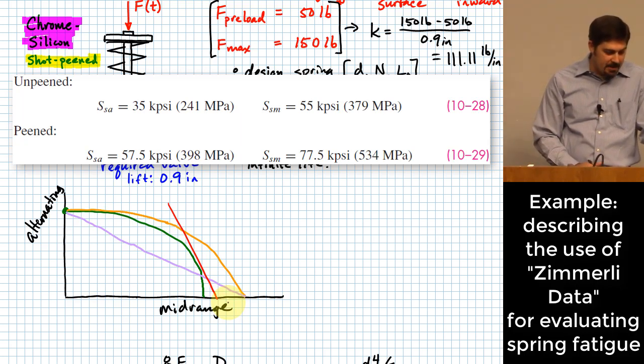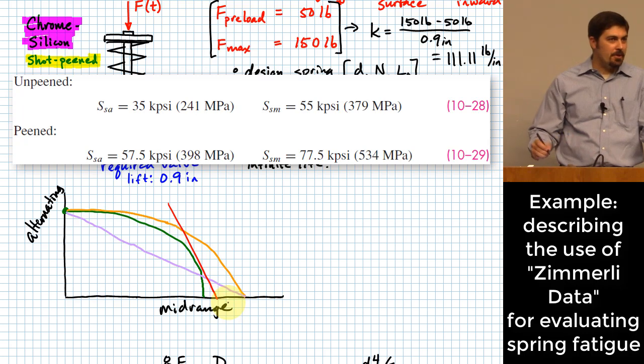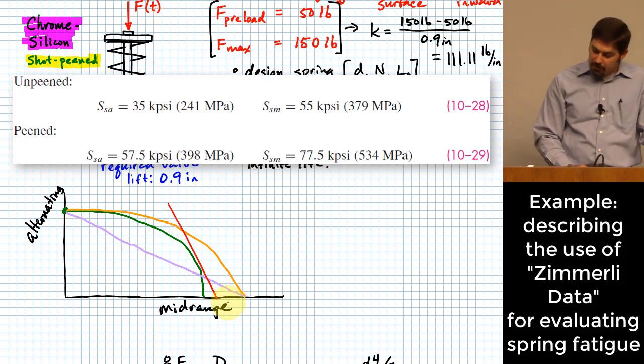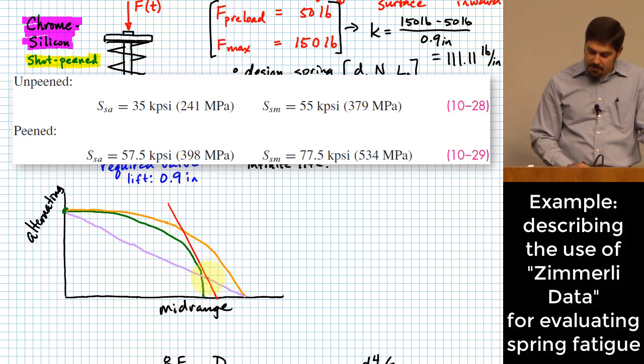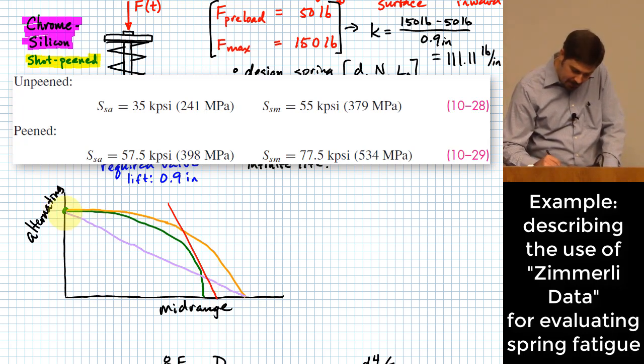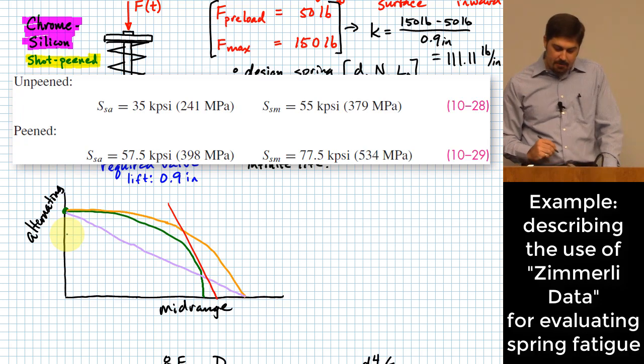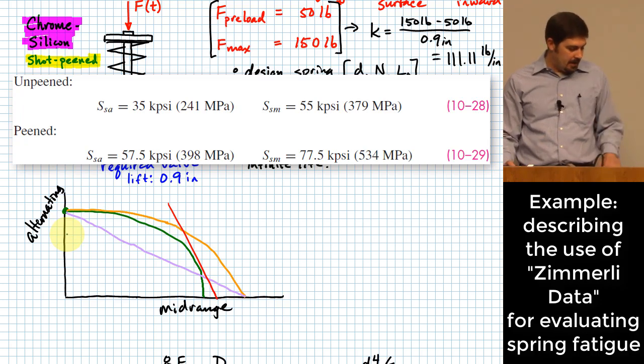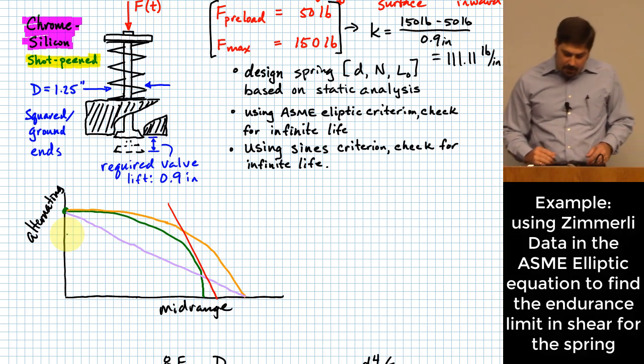Okay, so what we basically have here is that we are given one point on any one of these curves. All right, and by picking which of the failure criteria we're going to use, we can find a point up here where the curves intersect with the alternating axis. I'm going to show you that for the ASME elliptic criterion. Okay, so let me give you this.